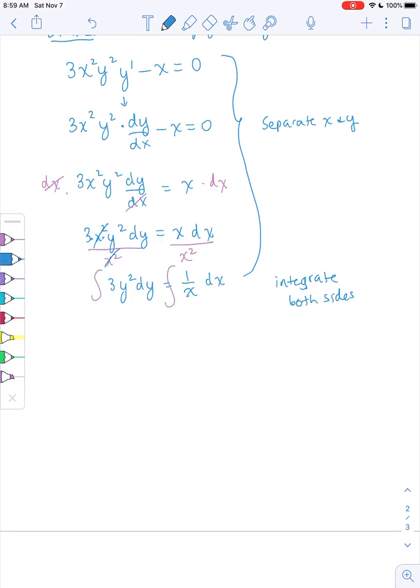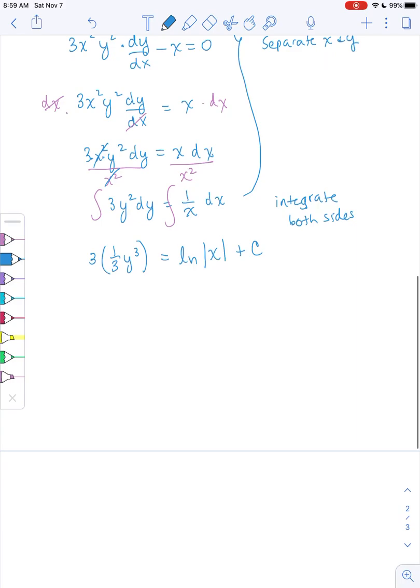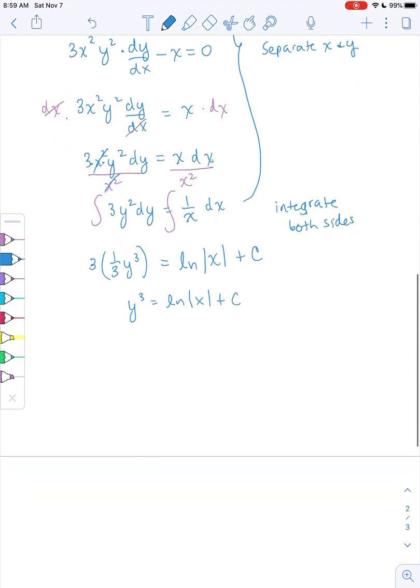At this point, when we integrate both sides, we can pull the 3 out front, and then the antiderivative of y squared is 1/3 y cubed. And then again, we do the plus c over on the right. So the antiderivative of 1 over x is ln of the absolute value of x, and we're going to add plus c at the end of that. So over here, just simplifying things out a little bit, we have y cubed equals ln of the absolute value of x plus c.